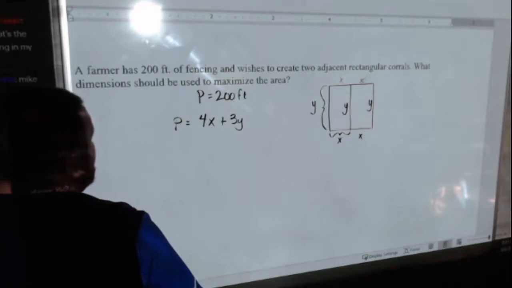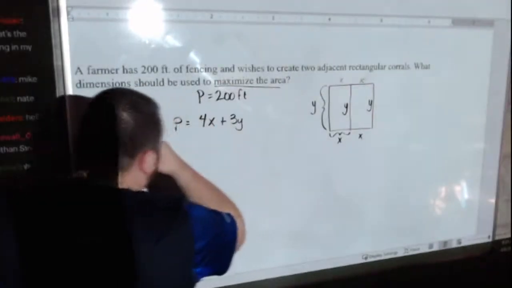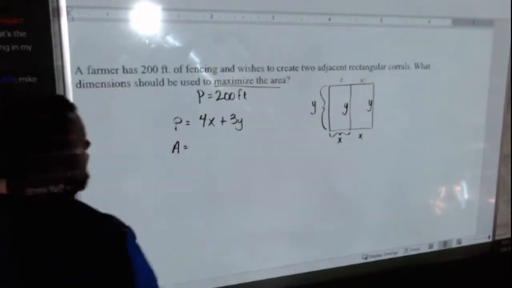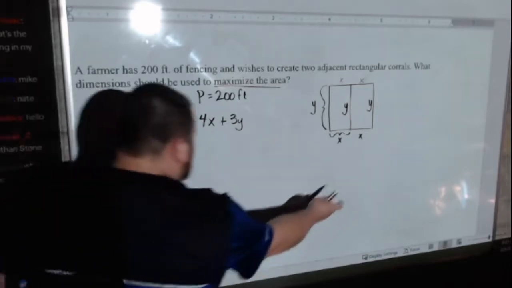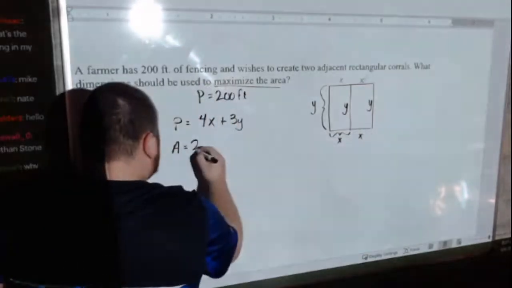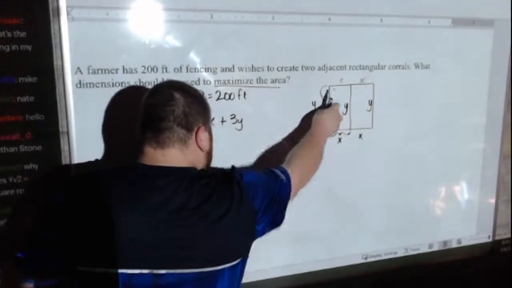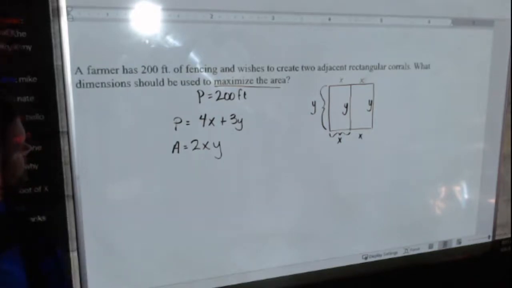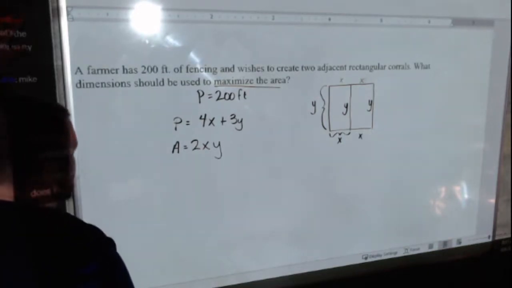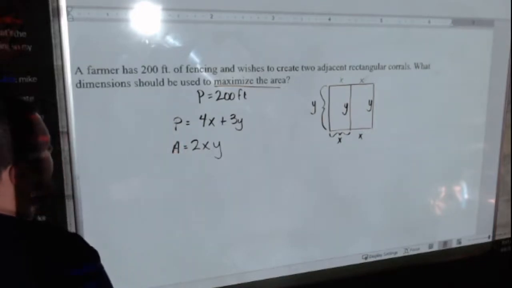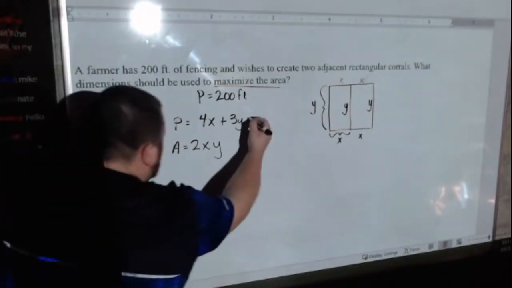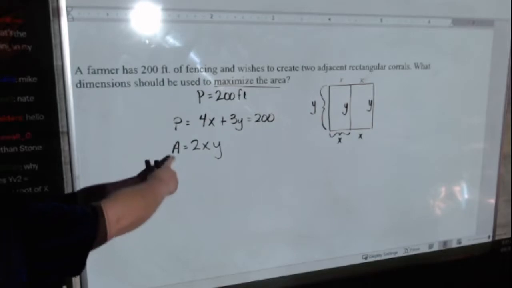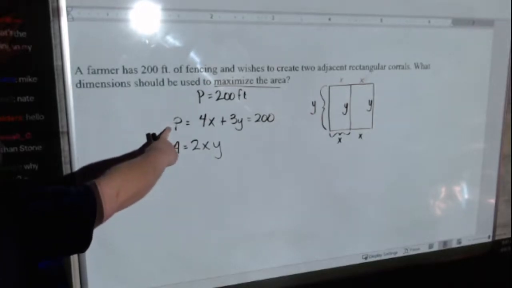Now, we want to maximize the area. So I need an area equation. Area is equal to this length, which is 2X, times that length, which is Y. So we've got two equations, and if this is perimeter, this has to equal 200. So this is my primary and this is my secondary equation.